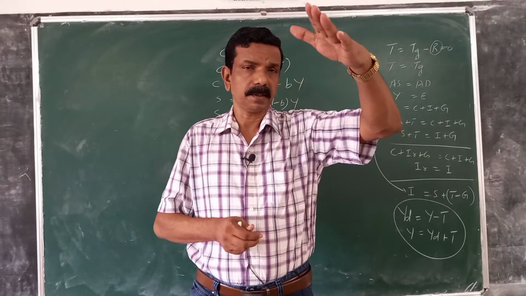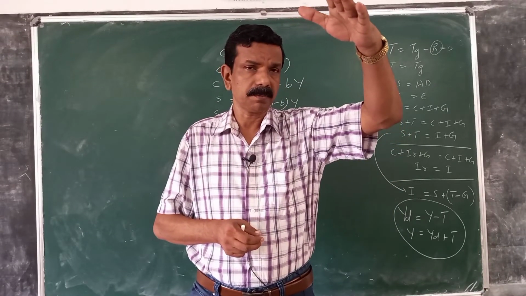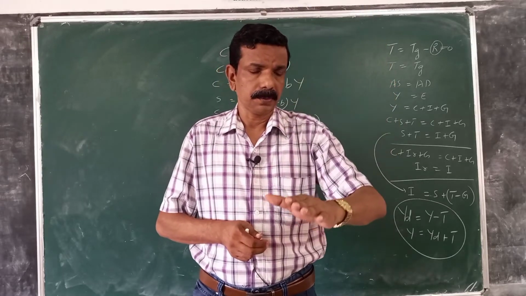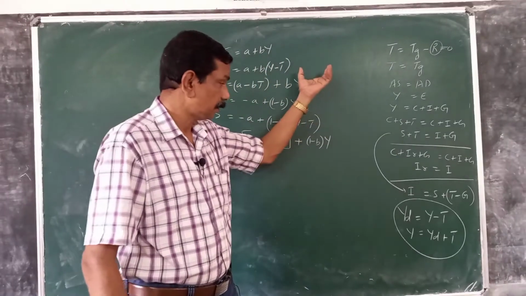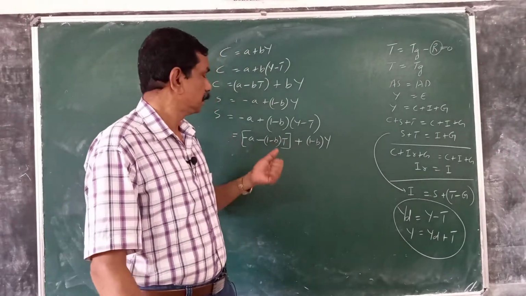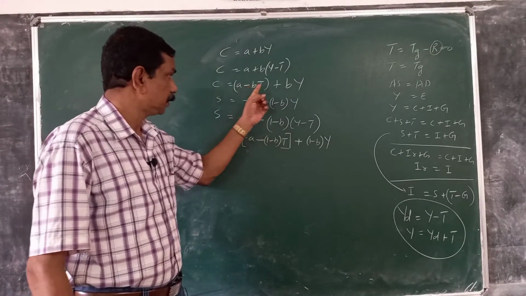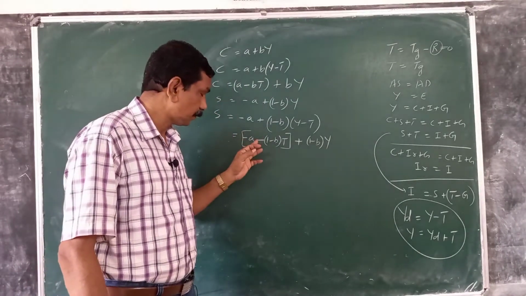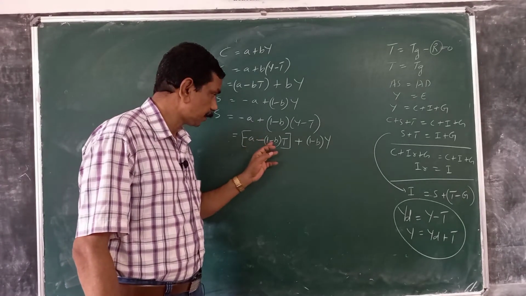The entire consumption function shifts downwards by an amount equal to BT, and the entire saving function shifts downwards by an amount equal to minus (1 minus B)T.